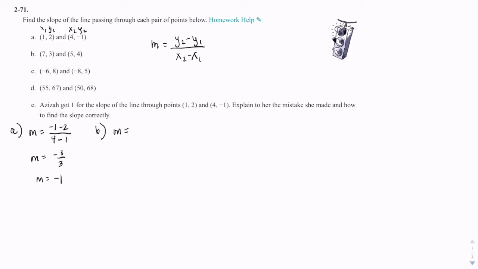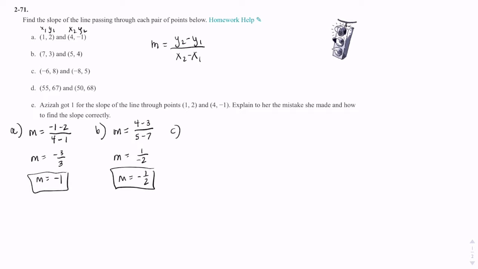Okay, for B, I substitute in, right? So I have y2 minus y1, that's 4 minus 3, over x2 minus x1, that's 5 minus 7. So the slope comes out to be 1 over negative 2. So the slope is negative 1/2, right?